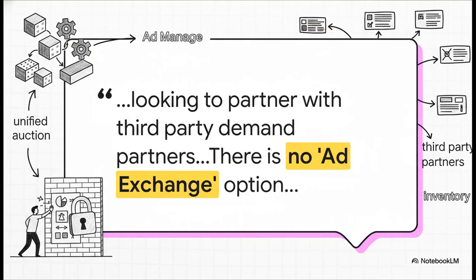And look, this isn't some theoretical problem. Check out this quote from a real publisher on Reddit. It just perfectly captures the challenge. They know what they need to do. They want to partner with other companies through open bidding, create that unified auction, but they've hit a brick wall. The option they need, it's just not there in their ad manager account.